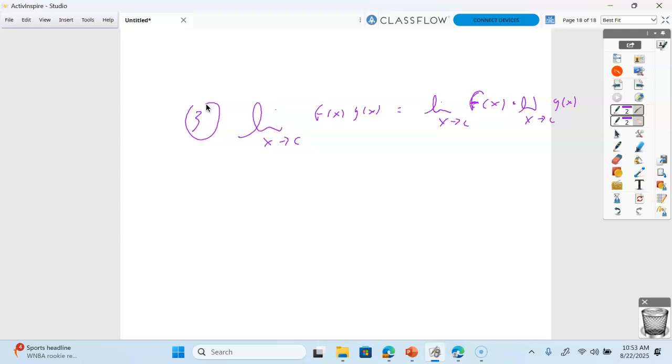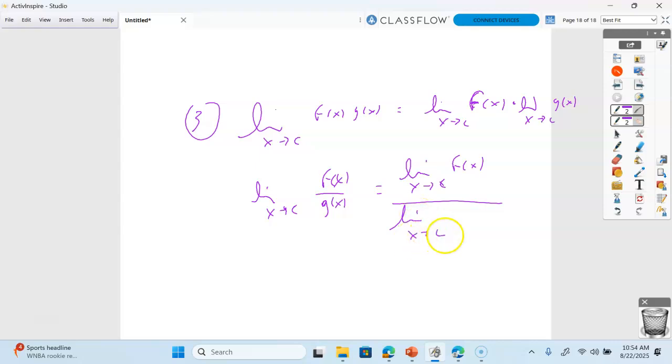Okay, 4. If I'm going to take the limit as x approaches c of f of x over g of x, what could I possibly do? You could do the limit of f of x as x approaches c, divided by the limit of g of x as x approaches c.